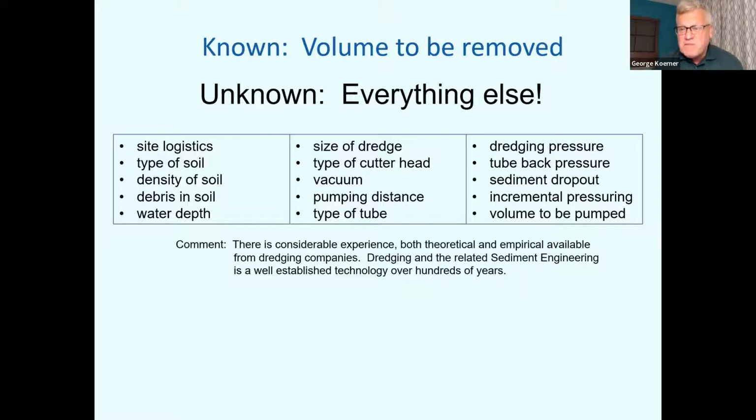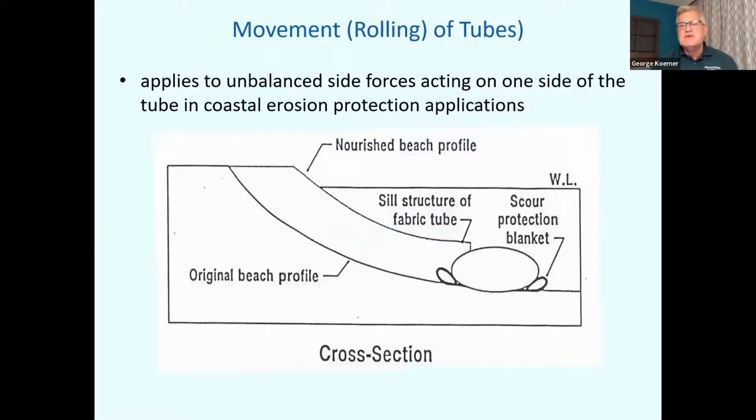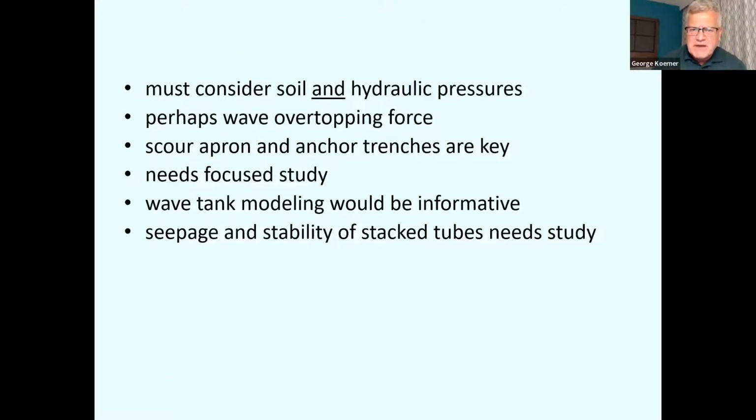There's considerable experience that is needed for this, both from a theoretical and an empirical evaluation. It applies to unbalanced side forces acting on one side of the tube, particularly in a coastal erosion protection application, as you see in this cross section. You again have to have that scour apron and the anchorage so you don't have a slope instability. Must consider both the soil and the hydrostatic pressures. Perhaps wave overtopping is important. The scour and anchor trenches are certainly important.